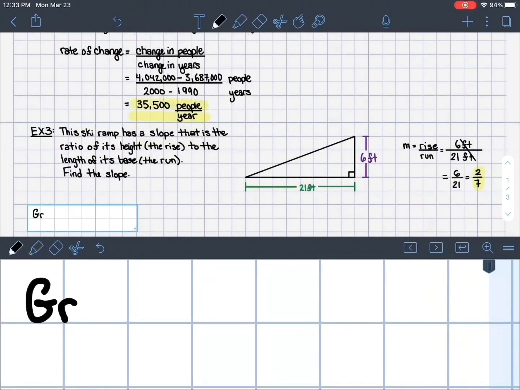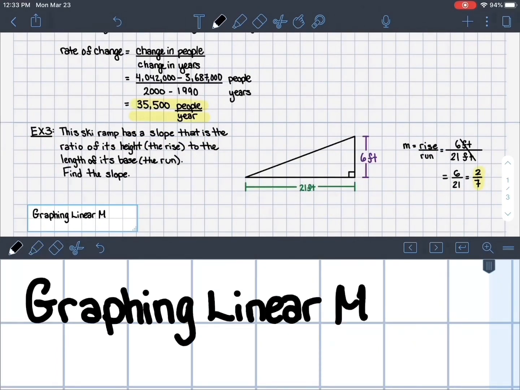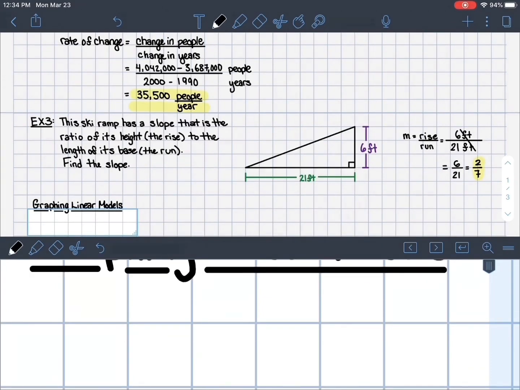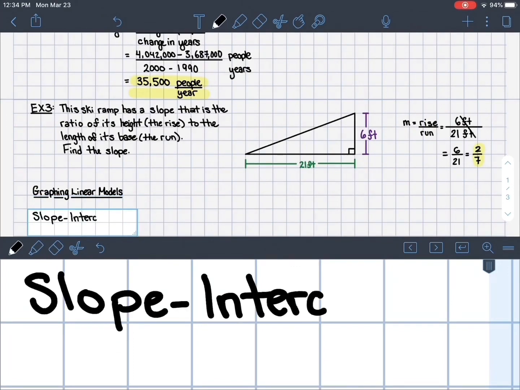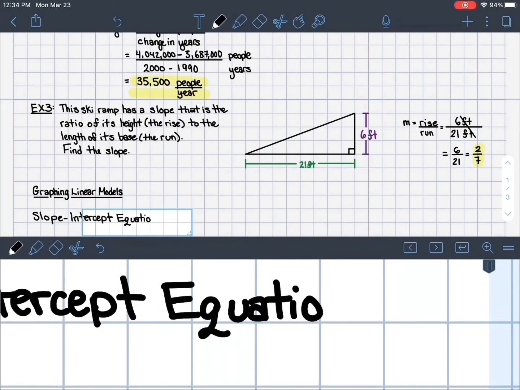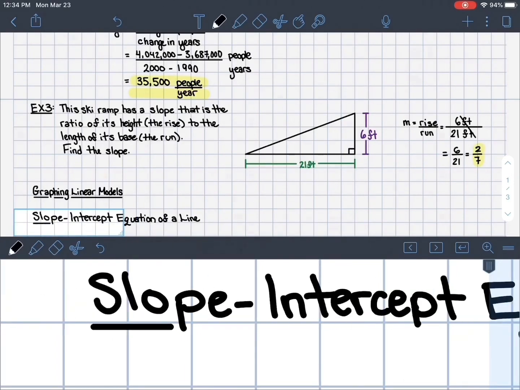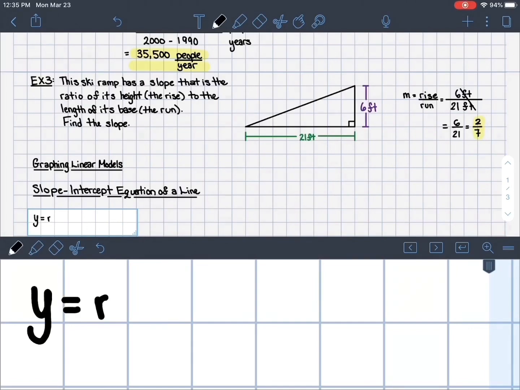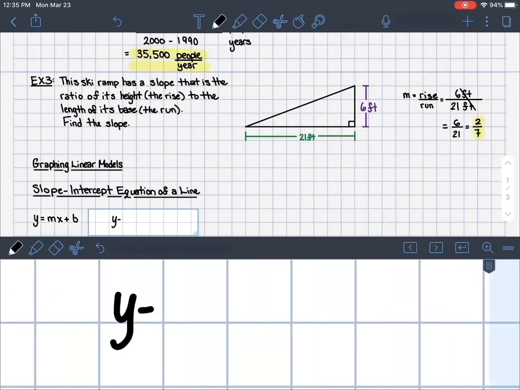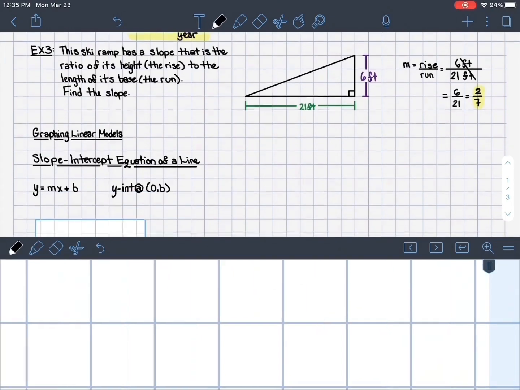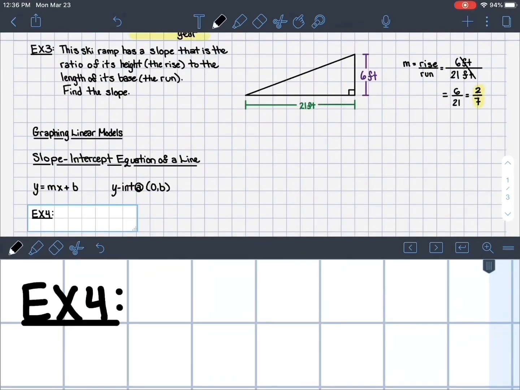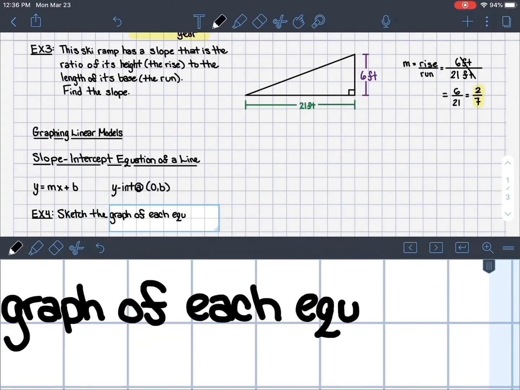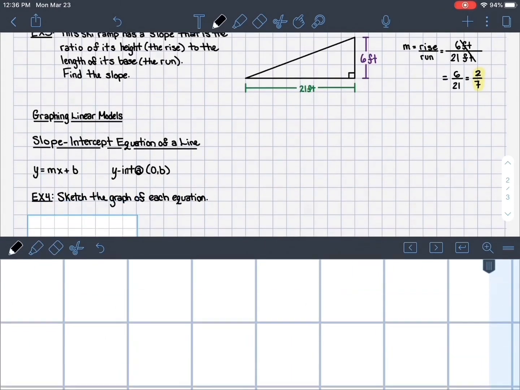Now let's talk about graphing linear models by using the slope-intercept equation of a line. This will be the most common way that you will see equations of a line. y = mx + b. m is the slope and b is the y-intercept, or the location where the line will intercept or intersect the y-axis, and that'll be at (0, b). Let's do some examples and sketch the graph of each equation.